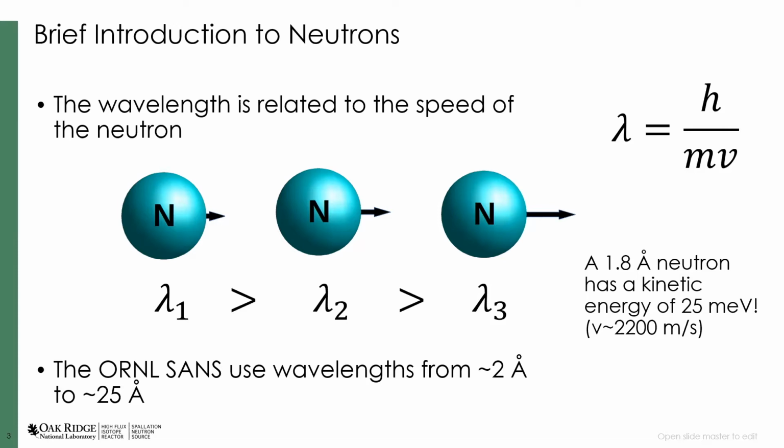When we're talking about the wavelengths that we use on the SANS here at Oak Ridge National Laboratory, we go from roughly 2 angstroms to about 25 angstroms. In terms of capability, that's kind of what the sources provide.